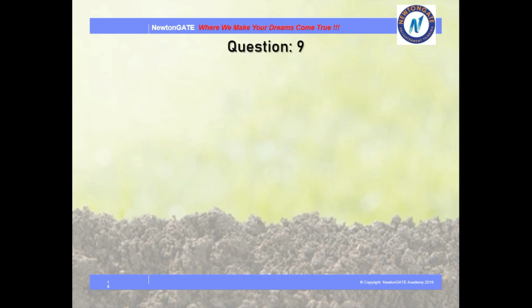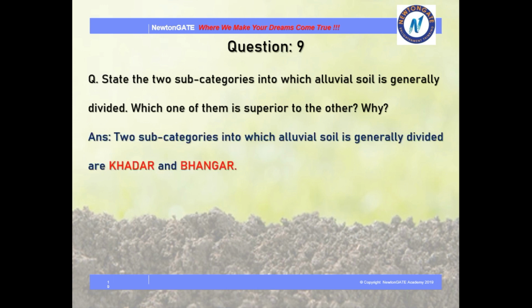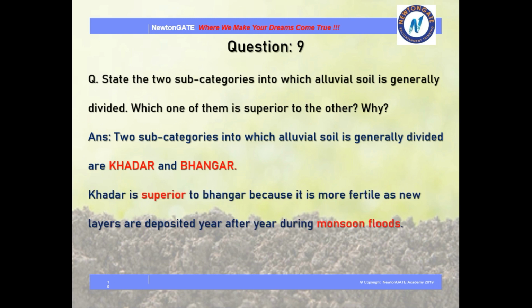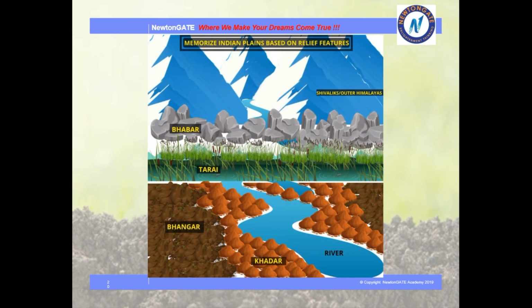Moving to the next question, that is question number 9. They have asked, state the two subcategories into which the alluvial soil is generally divided. Which one of them is superior to the other, and we have to give the reason why. So the alluvial soil is divided into two parts, that is Khadar and Bhangar. Khadar is superior to the Bhangar because it is more fertile, as the Khadar is considered the new alluvium, and the other one is known as the old alluvium.